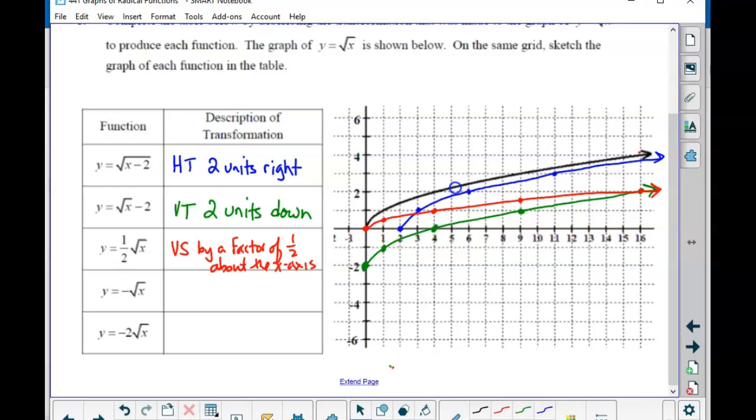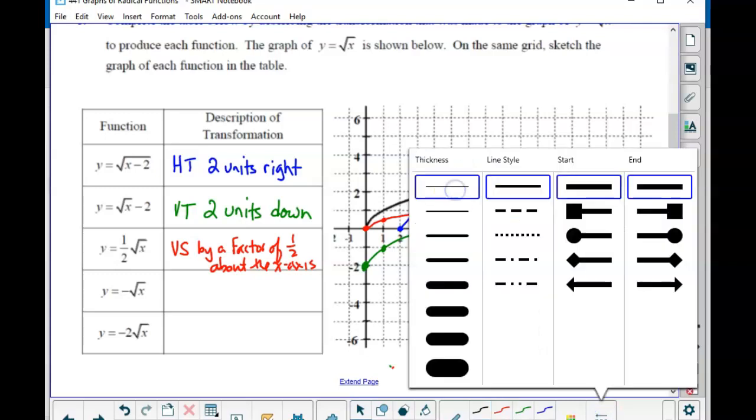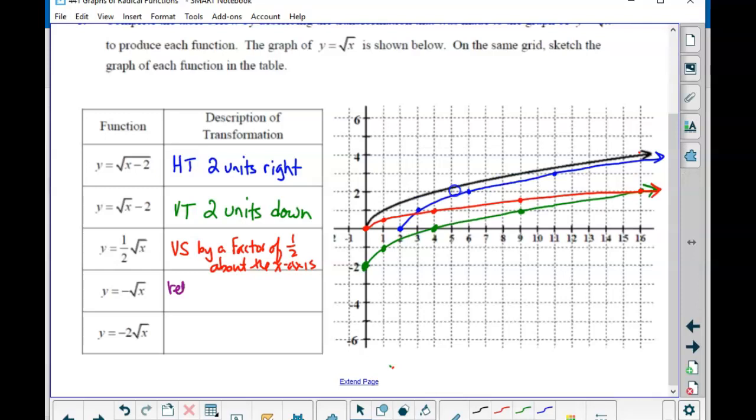Next one, there's no numbers, but there's a negative in front of the radical, so that means your original y values, we multiply by -1. That means you're changing your y values. They're changing from positives to negatives because they're all positives to start. So here, this is a reflection in the x-axis.